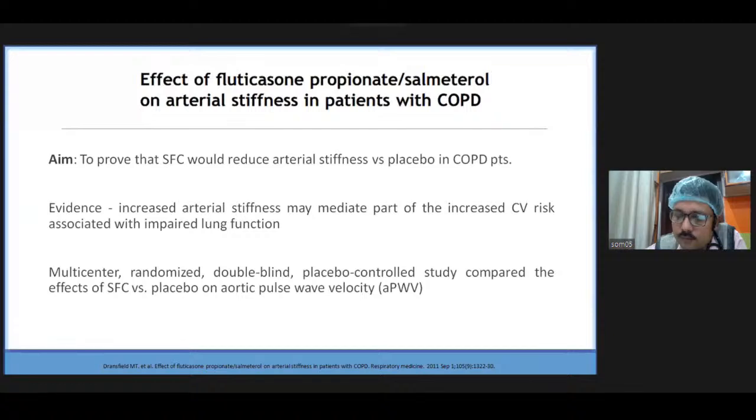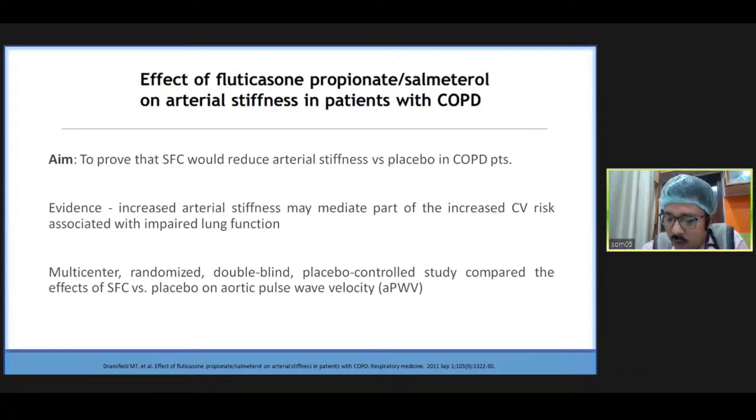Right, sir. So the another question is, is there an increased incidence of pneumonia in ACO patients when given ICS? Definitely. In asthma COPD overlap patients, the chances of pneumonia are more than in only asthma or only COPD.